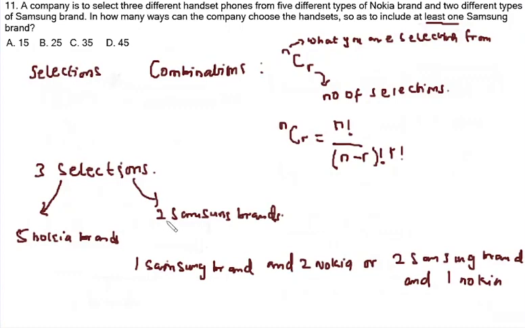So we can rewrite this in combinatorial equation form by saying this is equal to 1 Samsung brand to pick. The available Samsung brands to pick 1 Samsung brand from is 2, and then you're going to say combination 1. Okay, and then 'and' logically represents multiplication. So 2 Nokia brands. We are picking 2 Nokia brands from 5 Nokia brands. Okay, so 5 combination 2.